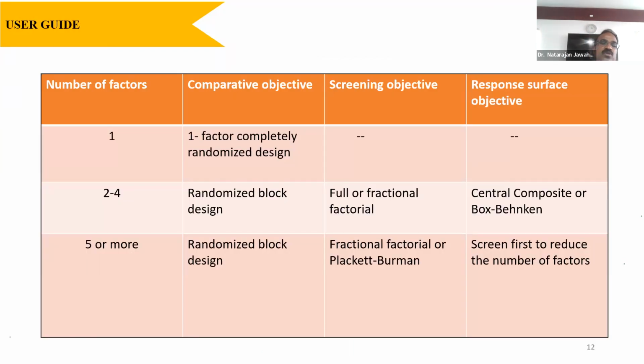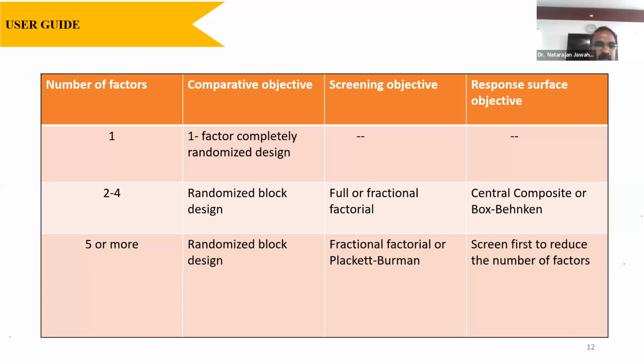Yeah, user guide. So, sir, you told so many designs. How do I choose the right design for my study? This guide will be very useful. Suppose you want to study only 1 factor, then you don't need to go with any optimization design. It's just 1 factor, a completely randomized design. So there is no screening objective. You don't need to know which factor is having influence. That is called screening objective, or response surface objective.